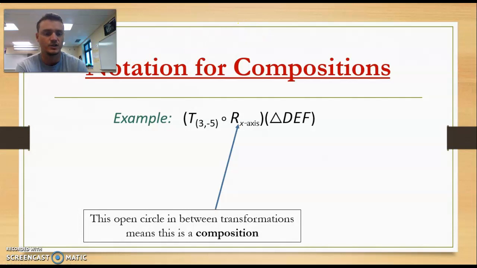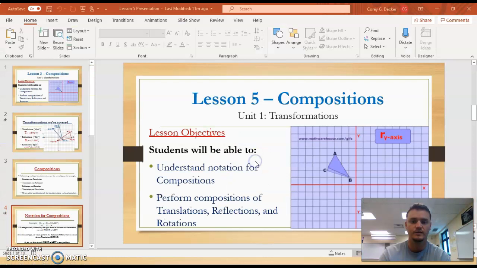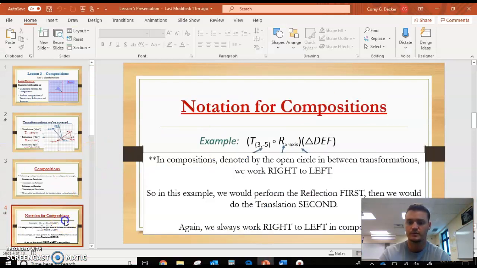So the notation for compositions looks fairly similar to what we've already seen, except the big thing is this little open circle right here. This open circle literally tells you that it's a composition. And this arrow should actually be pointing at the composition here. So let me fix that real quick. Whoops.